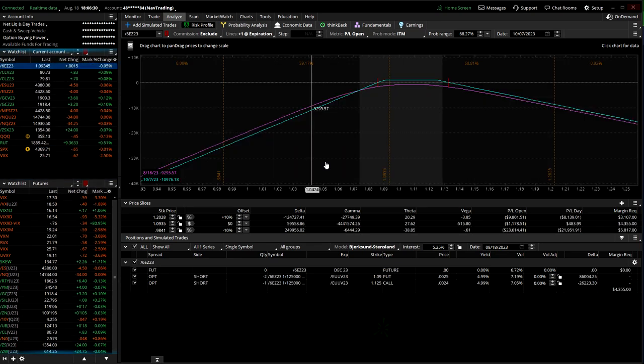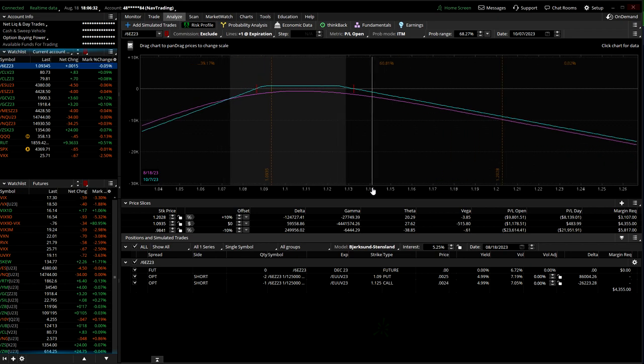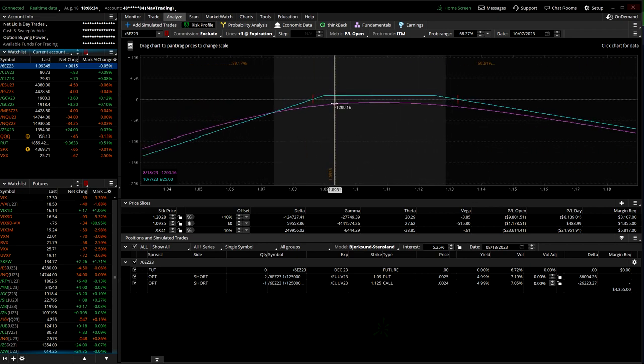So here's the short strangle in 6E. We've rolled down our calls three times on this one. Price is hanging out right here. So need a little bit of a bounce in the euro to help that one out.